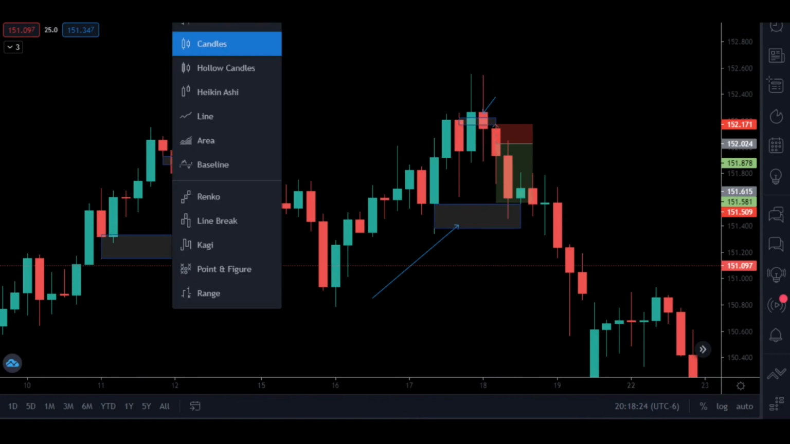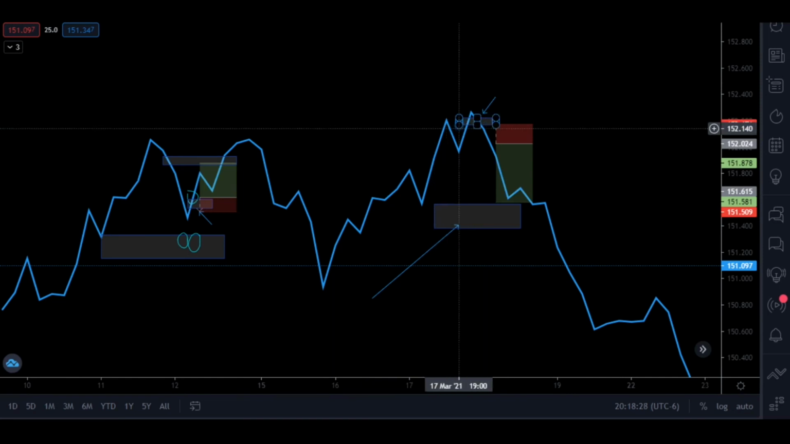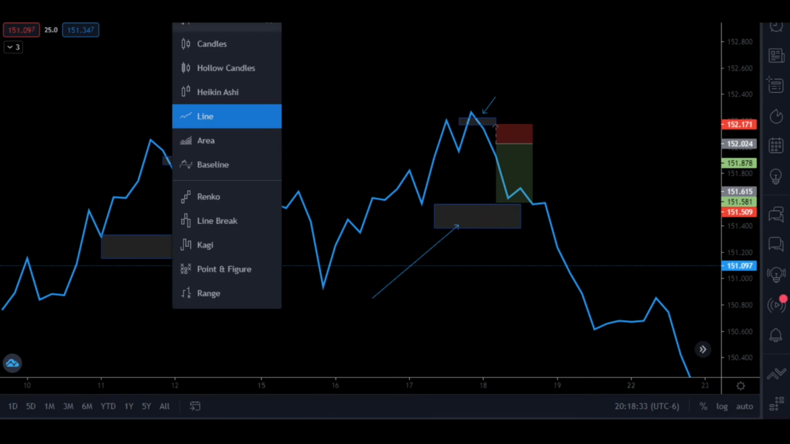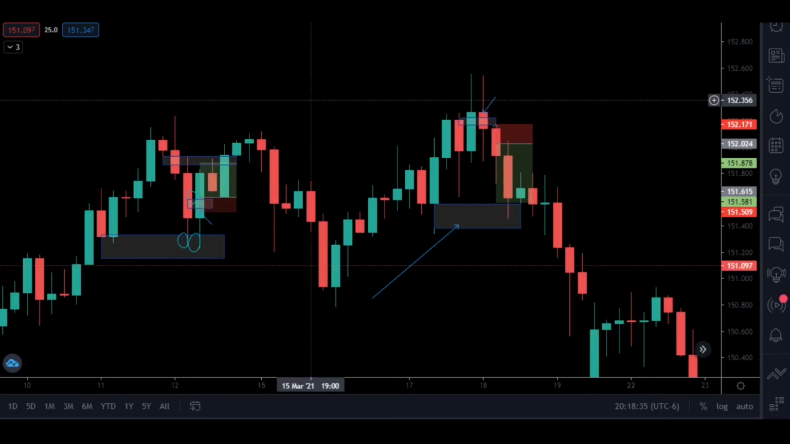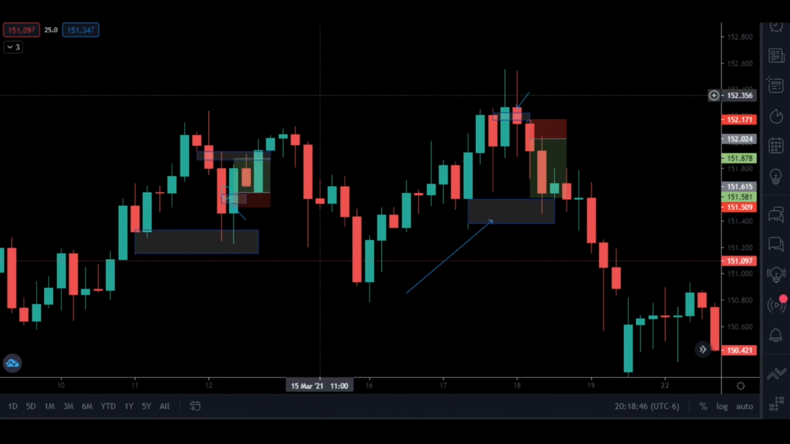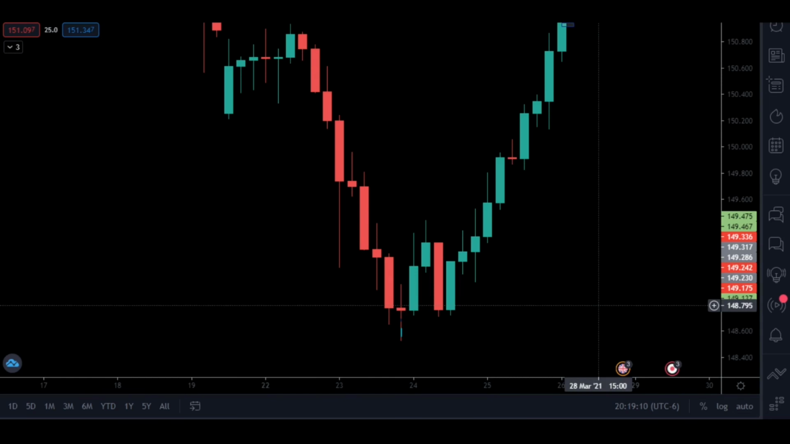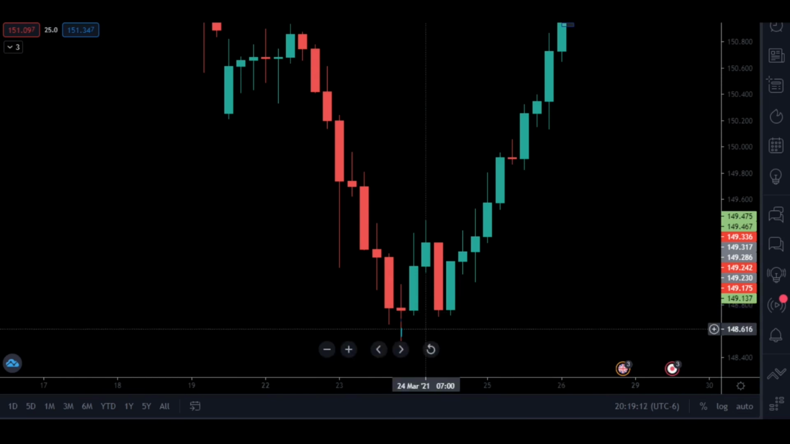And I will show you a little tip you can do. You go to the line chart and you will identify them easily. You will have this double top. So it's pretty easy to identify. And look at this. In the previous example that I showed you, we also had 2 wicks happening. Then it went up. So that's it. We have this other example from March 24.